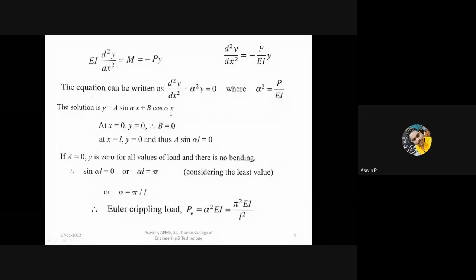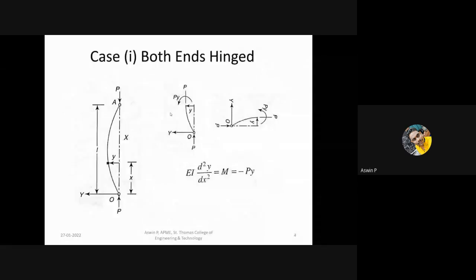And after that, we need to give the boundary conditions. When we are giving boundary conditions, just look here. When x equal to 0, that's this point, that is a hinged point. Here, there will not be any deflection. So, y is equal to 0 at x equal to 0.